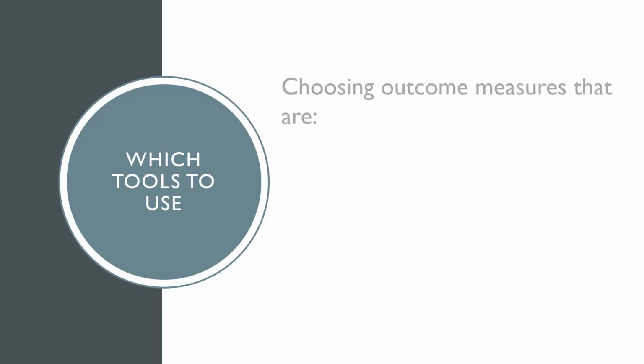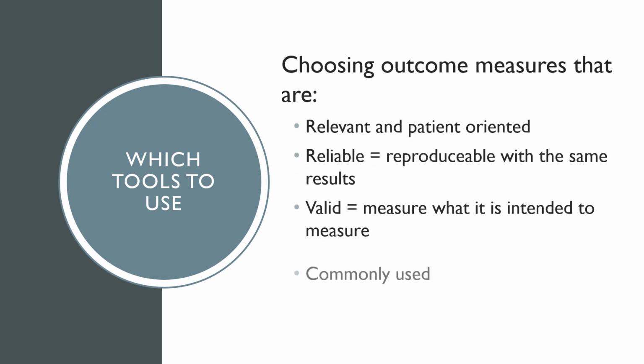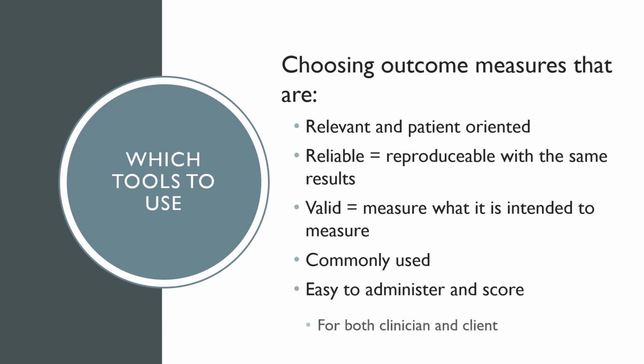All right, so which tools would you use? When you're choosing an outcome measure, you want to make sure that it is relevant and patient-oriented. You want to make sure that it's reliable. This goes back to what I just said, that you are actually measuring what you intended to measure. It's reproducible. It's valid, and it's used commonly, so it's not just something that somebody pulled out of the blue. It gets used quite a bit, so there's a great deal of information around it, which then tends to lead towards its validity and reliability.